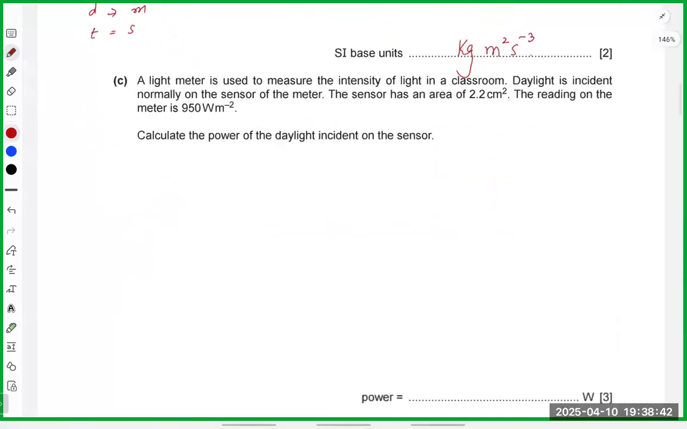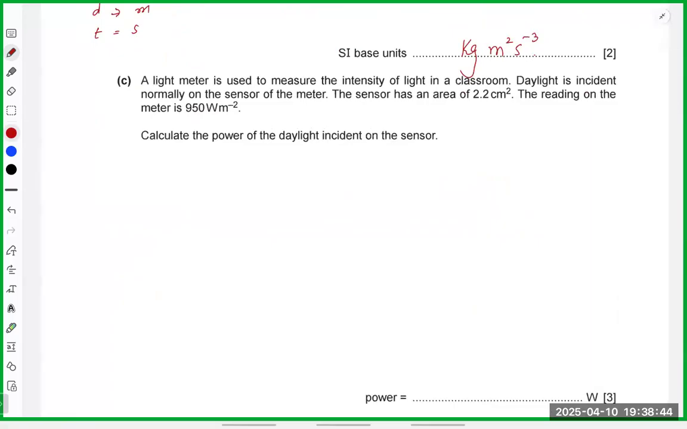Now, a light meter is used to measure the intensity of light in a classroom. Daylight is incident normally on the sensor of the meter. Now the sensor has an area of 2.2 centimeter square. The reading on the meter is 950 watt per meter square. Calculate the power of daylight incident on the sensor. Now, it is just a simple mathematical question. It is a math question more than a physics question.